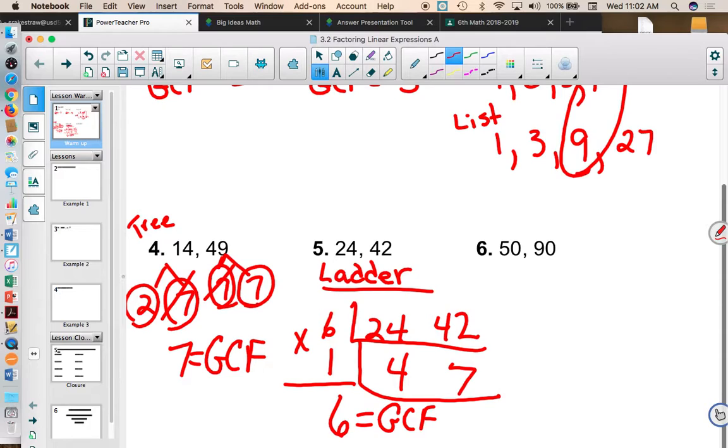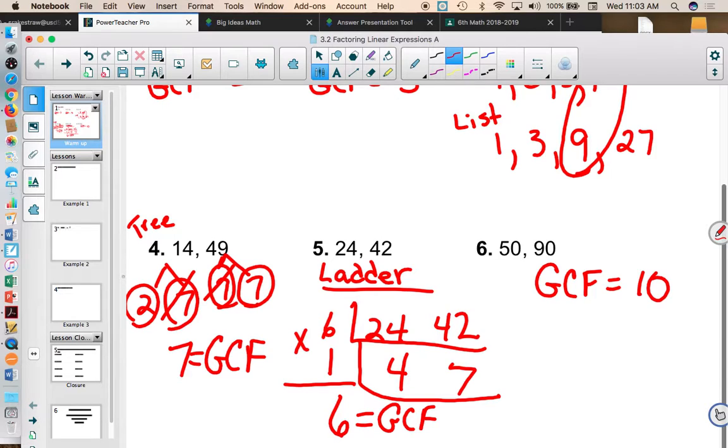Do number 6. What is my greatest common factor for number 6? What is the GCF of 50 and 90? What is that GCF, John? 10. Does the rest of the class agree with him? Yes. I do too. Good. This was a review. This you should know. Okay? Because it's going to affect what we do.